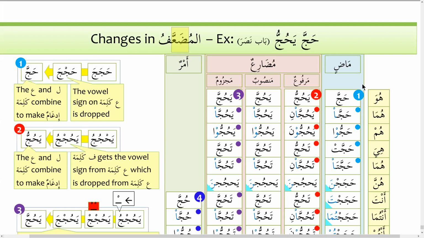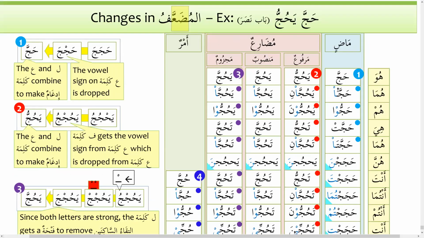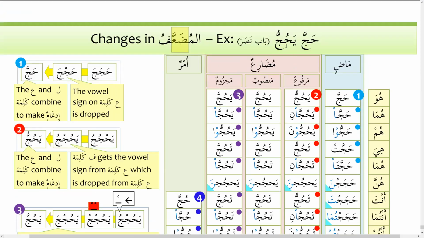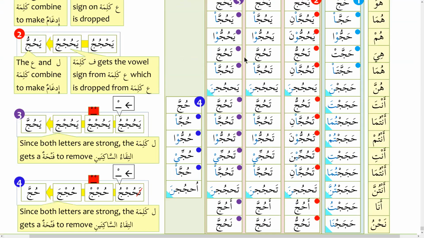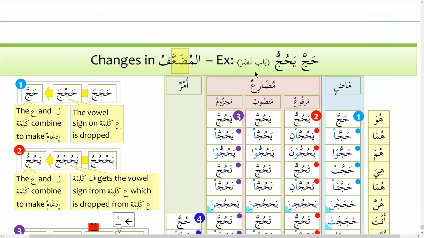It's very easy, especially in the Madi. It's the same, just that you open up here. So Muda'af is double letters, and generally it is Bab Nasara. So that's why they bring Bab Nasara mostly.